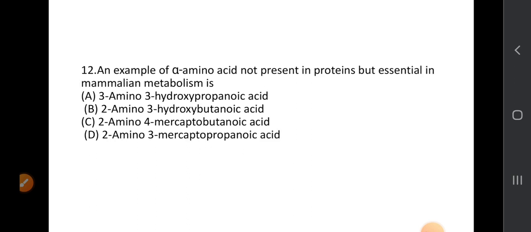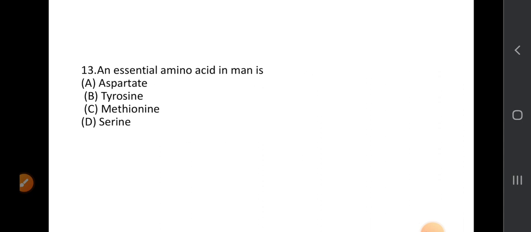12th, an example of alpha amino acid not present in proteins but essential in mammalian metabolism is A. 3-amino 3-hydroxypropanoic acid, B. 2-amino 3-hydroxybutanoic acid, C. 2-amino 4-mercaptobutanoic acid, D. 2-amino 3-mercaptopropanoic acid. Again pause the video and write your answer.